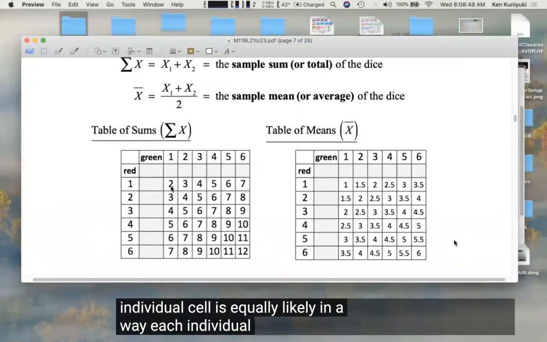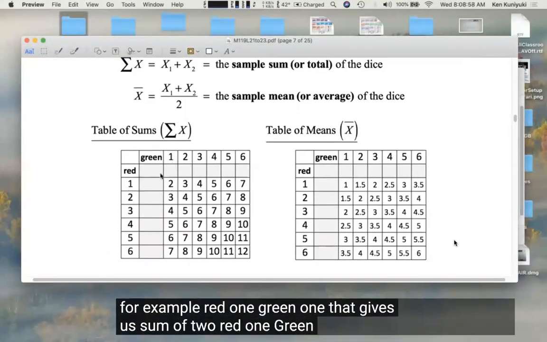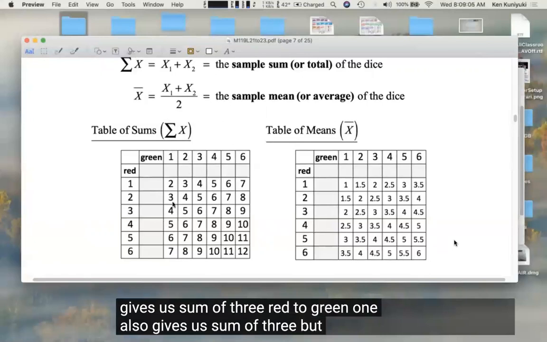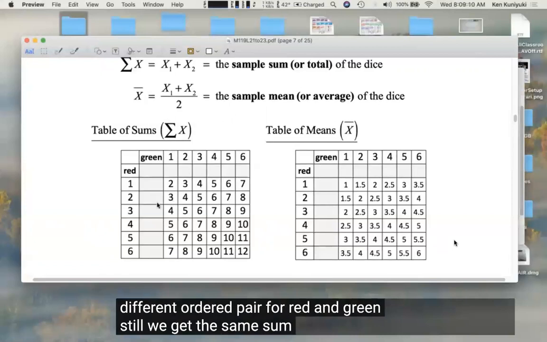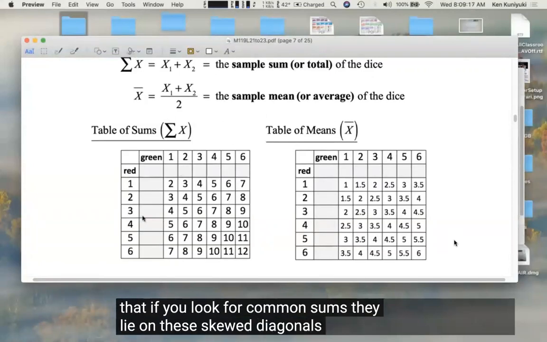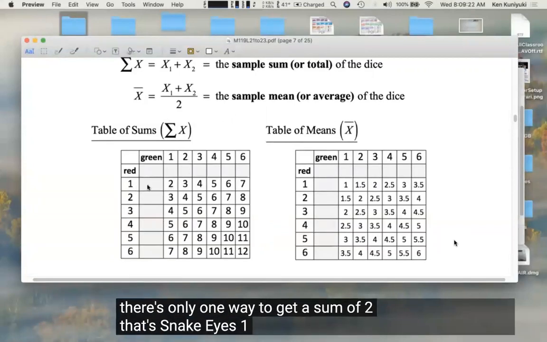In a way, each individual cell here in the body corresponds to an ordered pair. So for example, red 1, green 1, that gives a sum of 2. Red 1, green 2, that gives a sum of 3. Red 2, green 1 also gives a sum of 3, but it's a different ordered pair for red and green. Still, we get the same sum. Now notice that if you look for common sums, they lie on these skew diagonals here. There's only one way to get a sum of 2. That's snake eyes, 1 and 1.